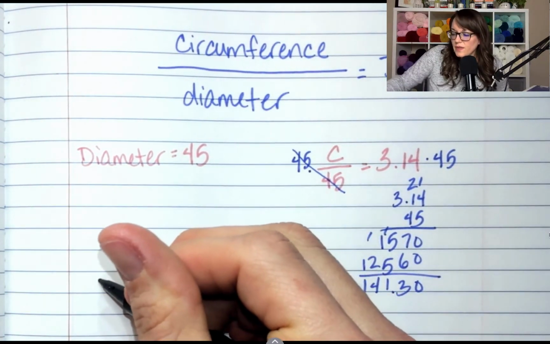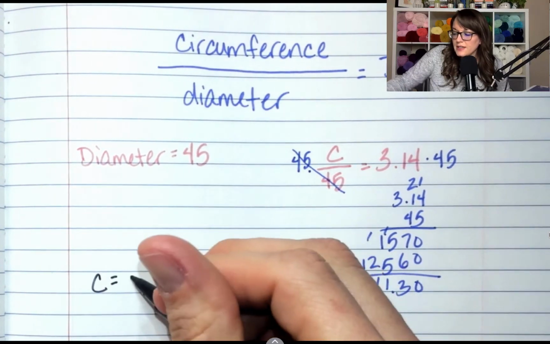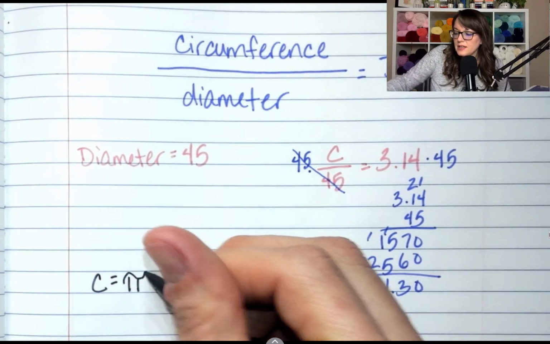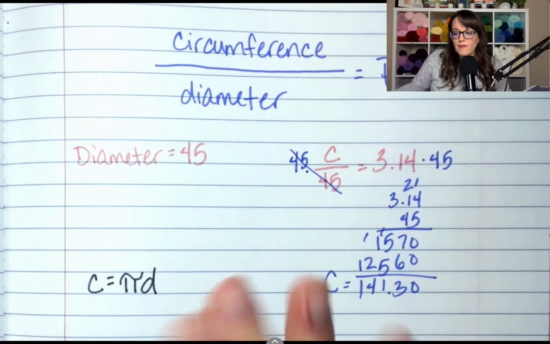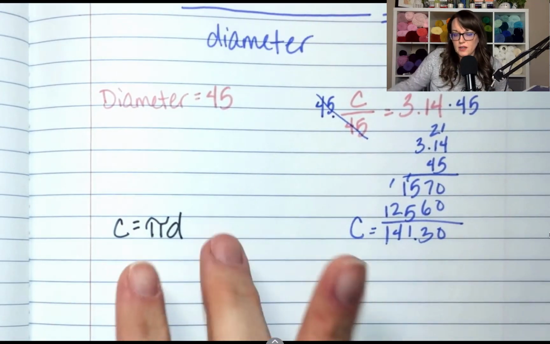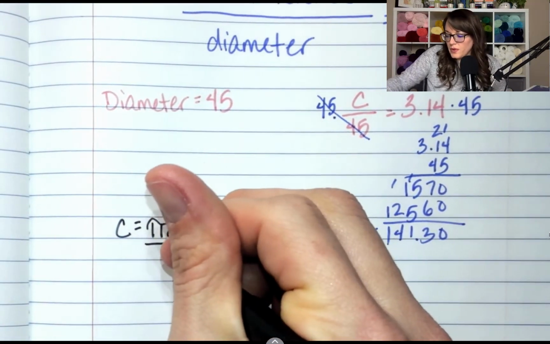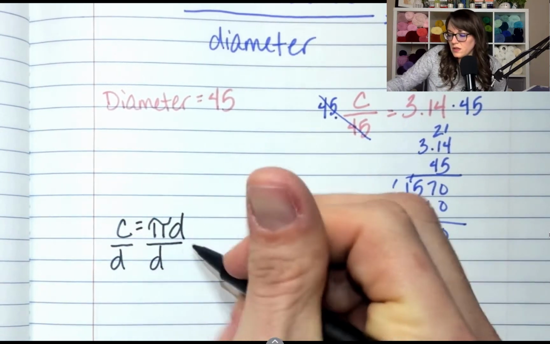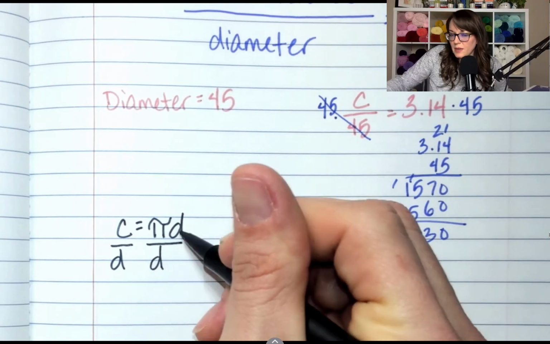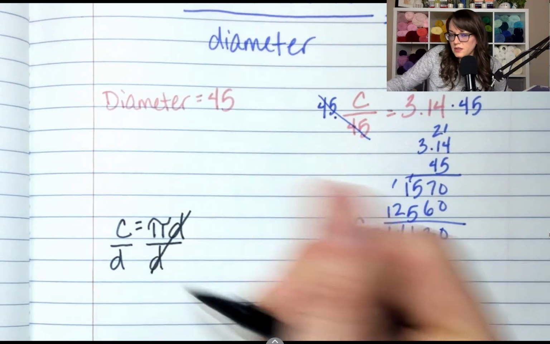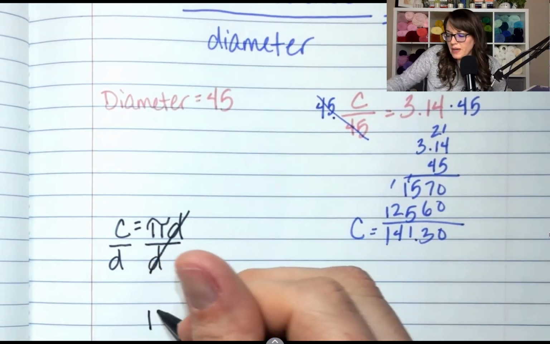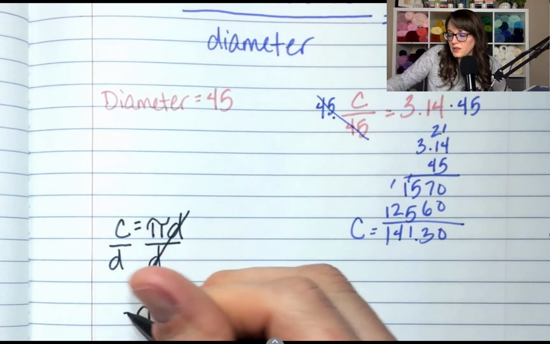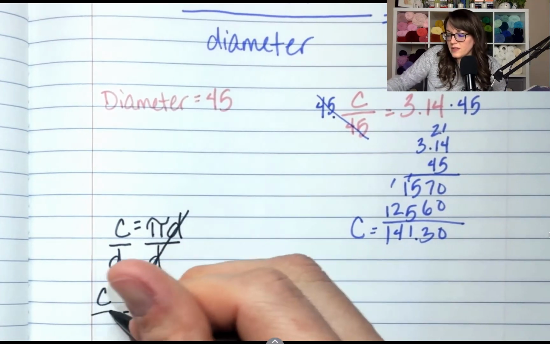Now, let's look at that idea again, that pi times the diameter is circumference. If I start with that equation that we looked at last time, pi times the diameter, and I divide both sides by diameter, diameter divided by diameter would be 1. So I would just have pi left by itself, and I would have circumference divided by diameter.